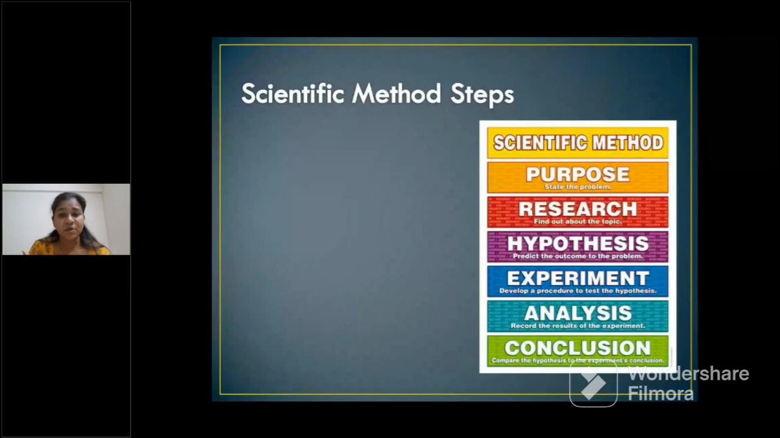First thing is purpose, then research, we also call it review of literature or literature review. Then next is hypothesis, followed by experiment analysis. We can call it data analysis, statistical analysis, or plain analysis. It depends what type of analysis it is. And lastly, it is conclusion.